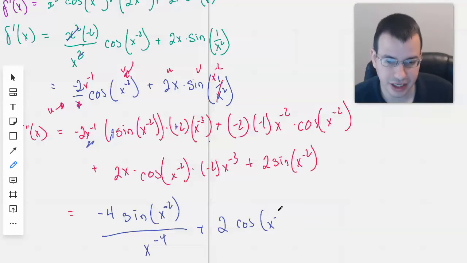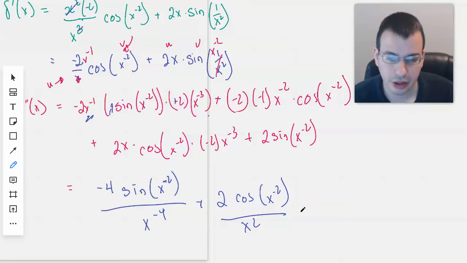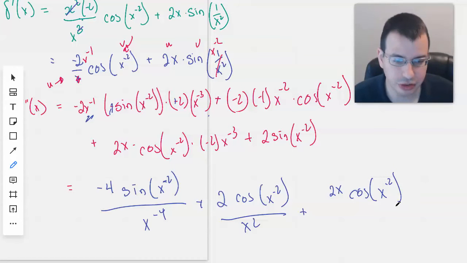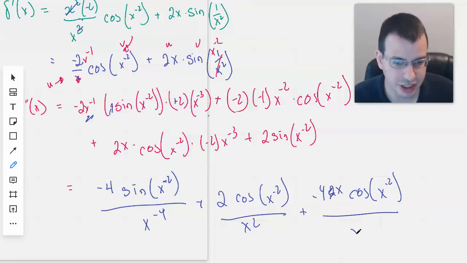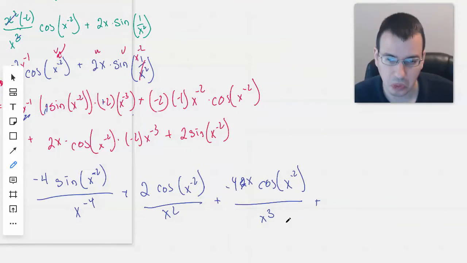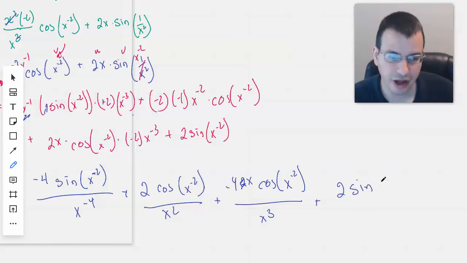cosine of x to the negative 2 all over 2 over x squared plus 2x cosine x to the negative 2. This becomes 4, and then there's a negative, and then there's an x cubed on the bottom, plus 2 sine of x to the negative 2. Okay.